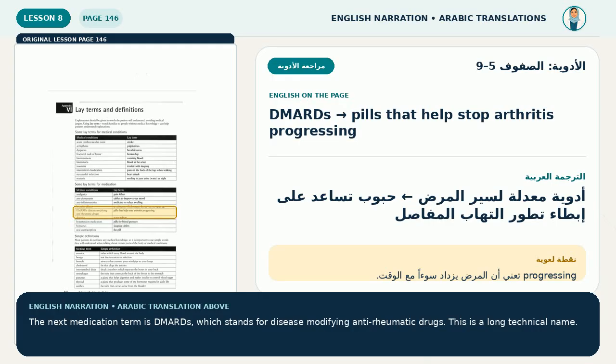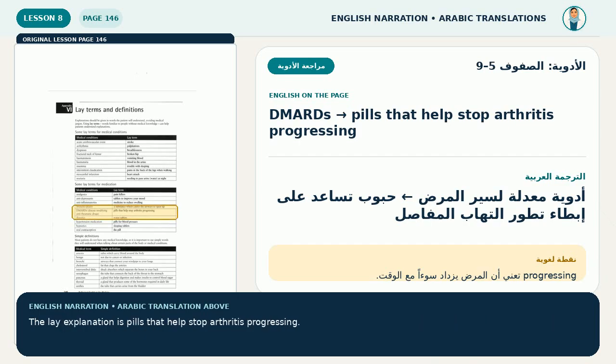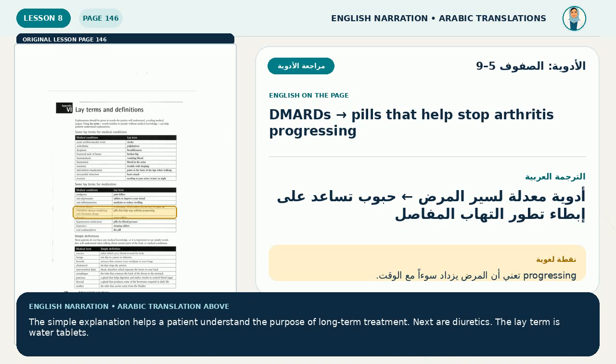The next medication term is DMARDs, which stands for disease-modifying anti-rheumatic drugs. This is a long technical name. The lay explanation is pills that help stop arthritis progressing. Arthritis is inflammation or damage in the joints. Progressing means becoming worse over time. The simple explanation helps a patient understand the purpose of long-term treatment.